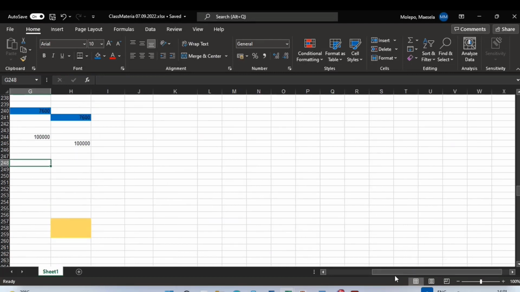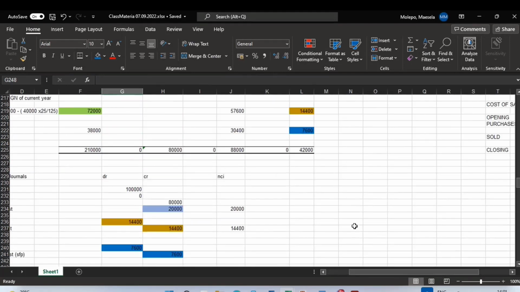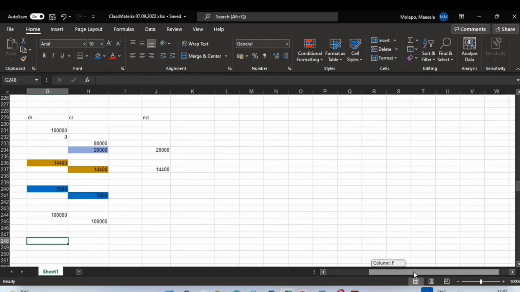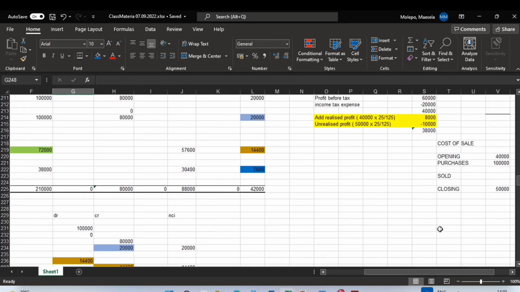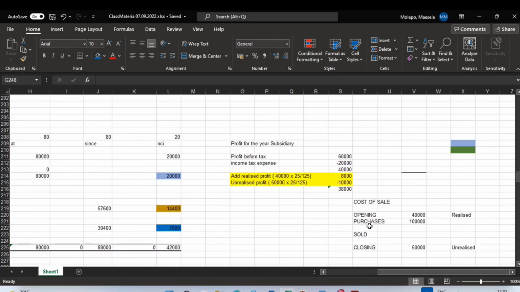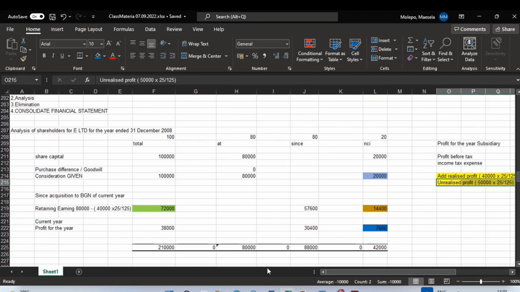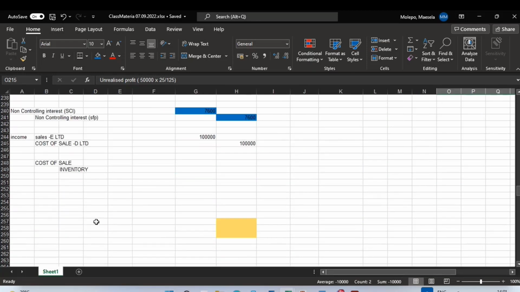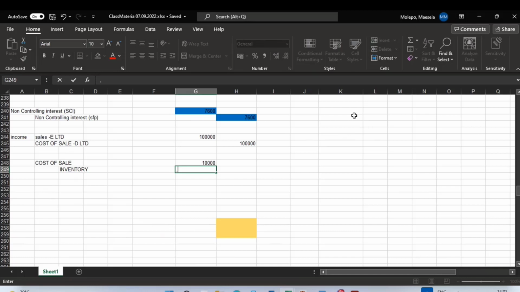You remember here. We calculated it. Where is it? Here. That 10,000. So we can eliminate this 10,000 because it's not profit realized yet. It will only be realized when he sells it, whatever time he's going to sell it. So our cost of sale is not going to increase, instead it is going to decrease by 10,000. Inventory is also 10,000.